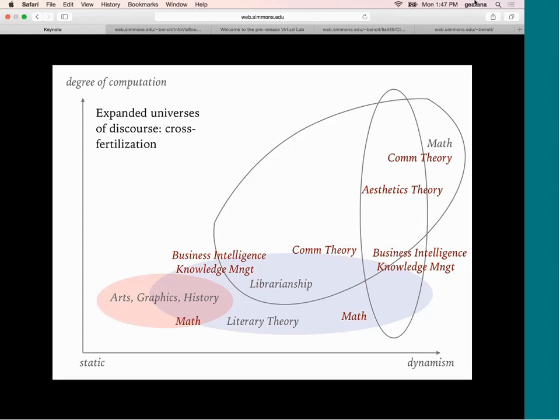over the years, however, from the literature, the red words pop up. Math is more down here now. Business intelligence analysis shows over here. Communication theory, right? Business is making its way more to the machine. Aesthetic theory, comm theory. The role of the voice. Something has to give.